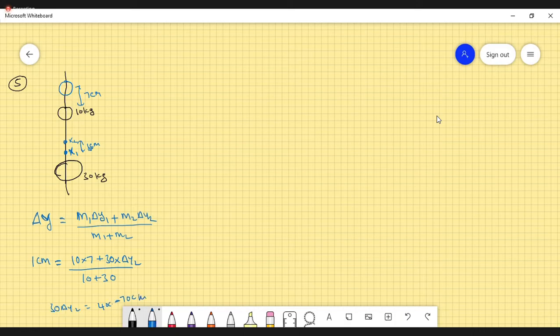And finally, delta y2 equals how much? Minus 1 centimeter. The 30 kg should be moved down. Down, the 30 kg we are taking outside, away from the center of mass, means downside.